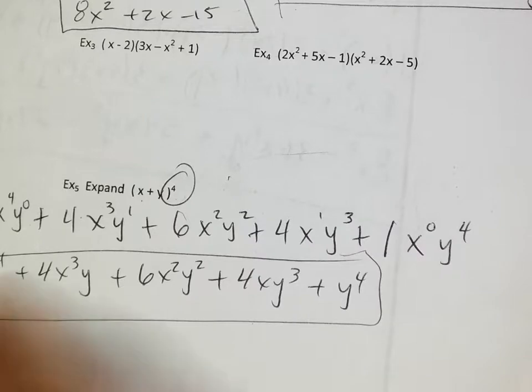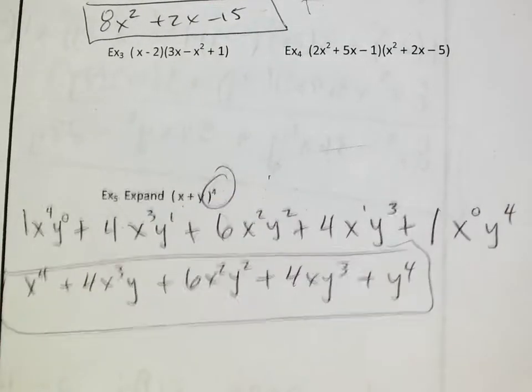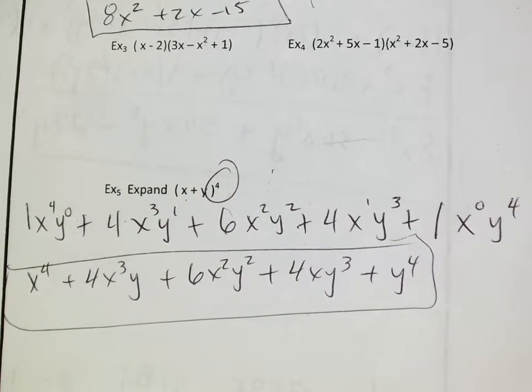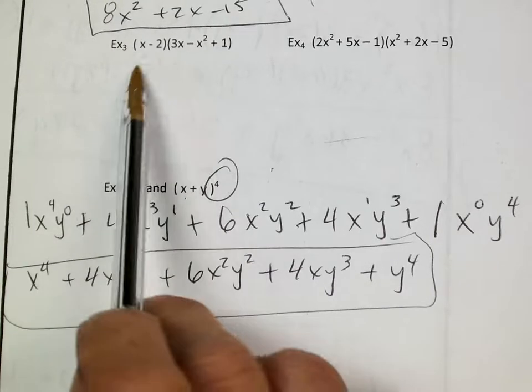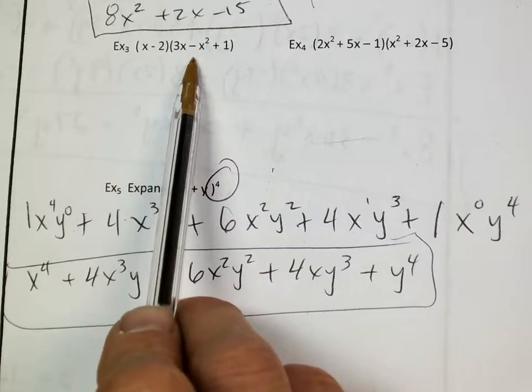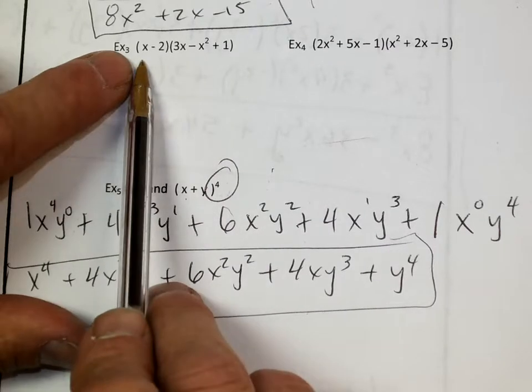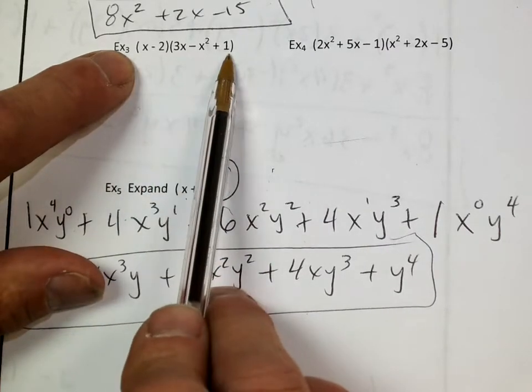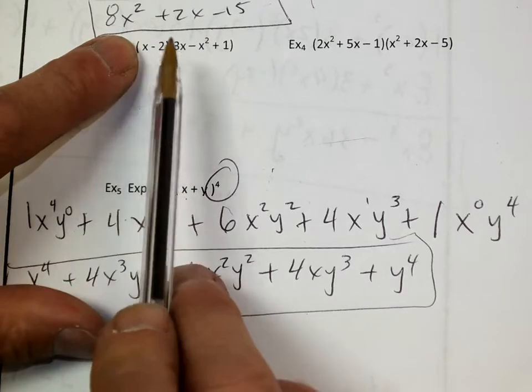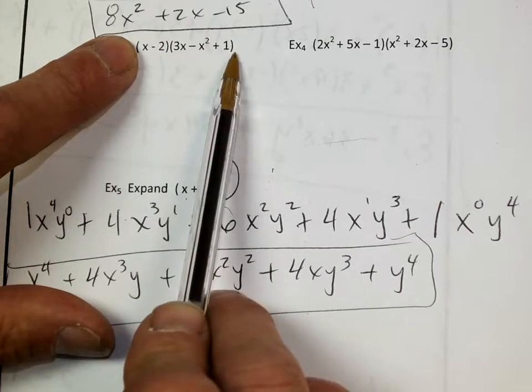Example 3, okay? It's just a big FOIL. In fact, you really can't call it FOIL because FOIL is first, outside, inside, last, so it's really basically the distributive property. Okay, you ready? We're going to take the x times all 3 terms. Then we take the negative 2 times all 3 terms. Okay, that's all we're going to do. Then we're going to tidy it up.